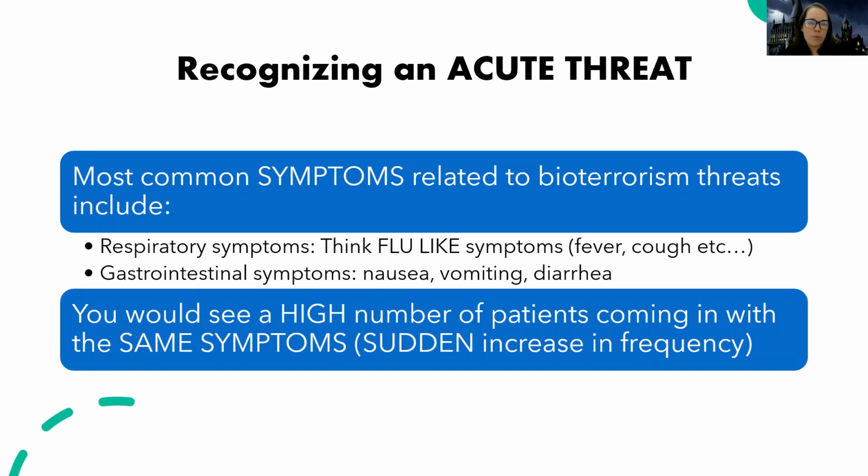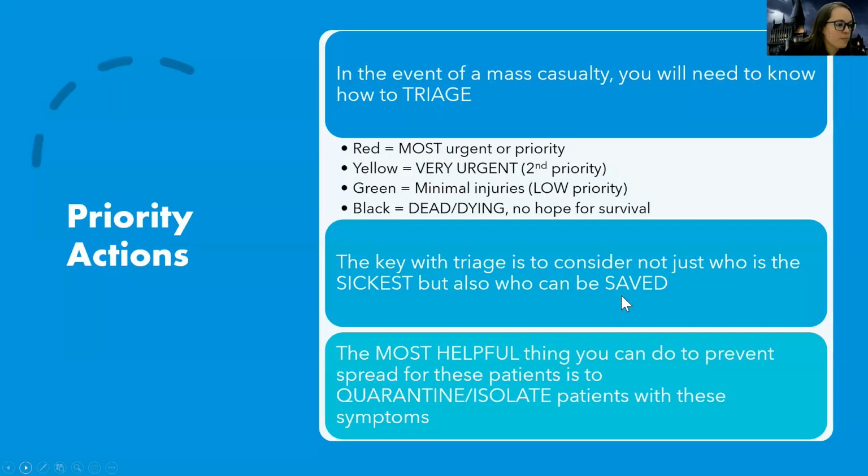But the key here is, because you're probably thinking, hey, a lot of people come into the ER with this stuff all the time, how am I going to know that it's something I need to pay attention to? The way you're going to know is you're going to see a high number of patients coming in with this. It's going to be a sudden increase. Like all of a sudden there's 50 people coming in all with the same diagnosis, a sharp increase in the amount of people getting something. So look for those respiratory symptoms and then those GI symptoms.